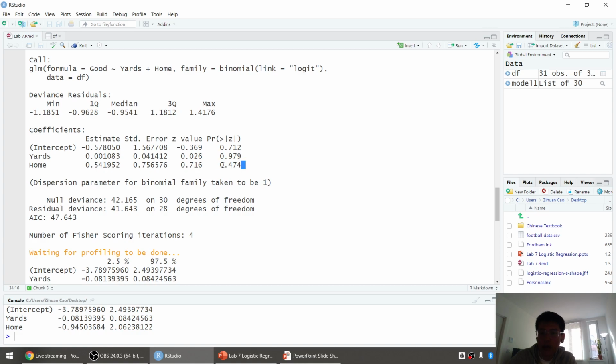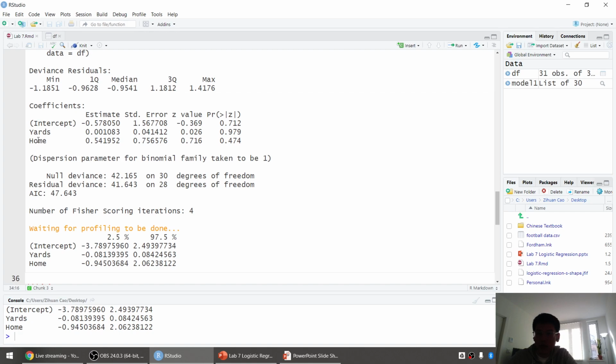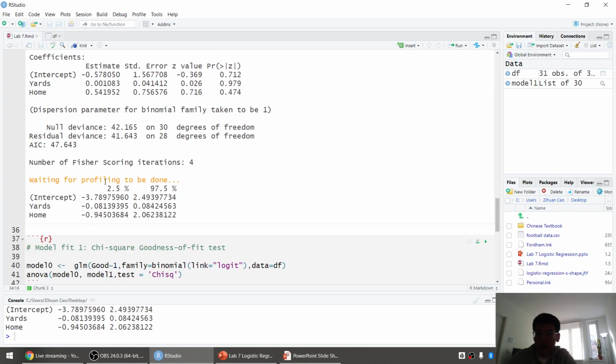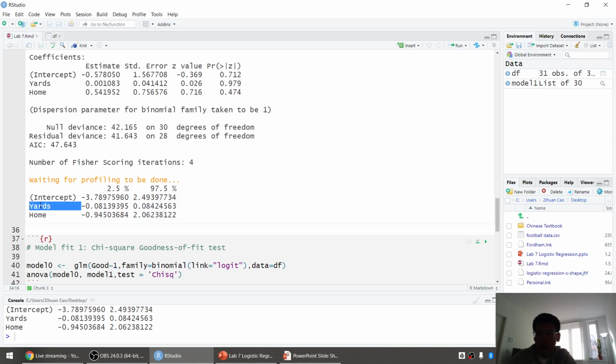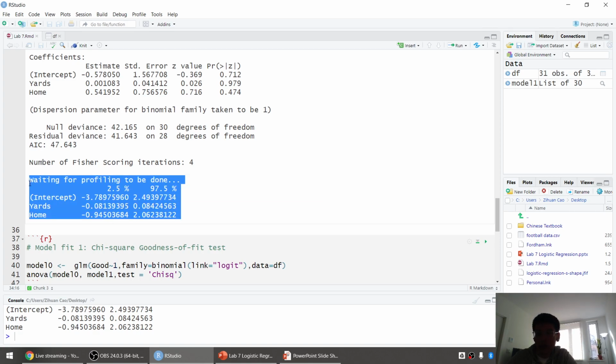Here we have our values. You can see that none of the predictors is significant, so we don't have a good model here. And here we have our 95% confidence interval for the intercept, the first predictor and the second predictor.